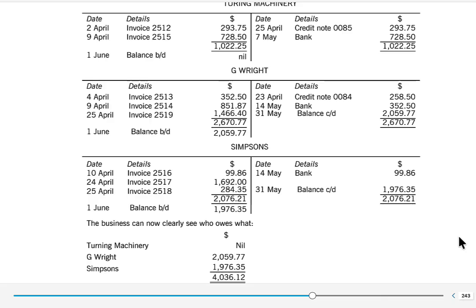This is a perfect example of a customer who had invoices, then had a return and paid the rest. The account clears to 0.